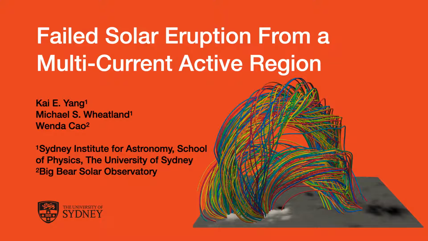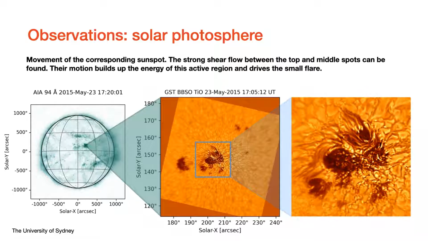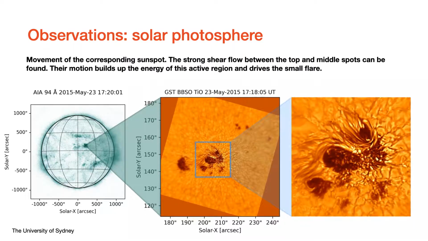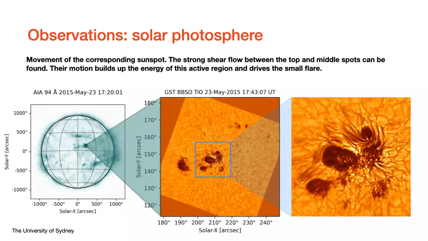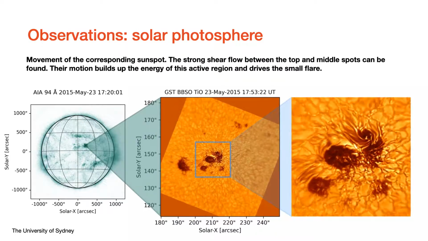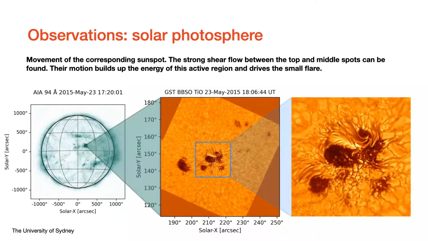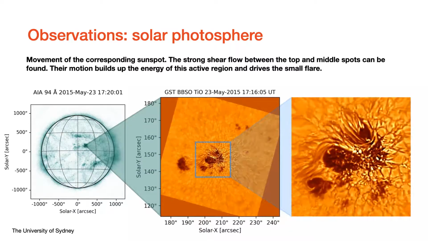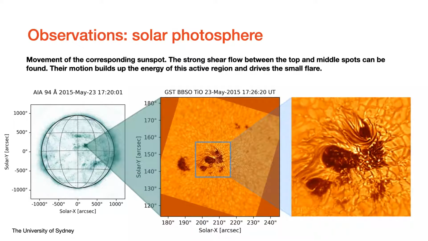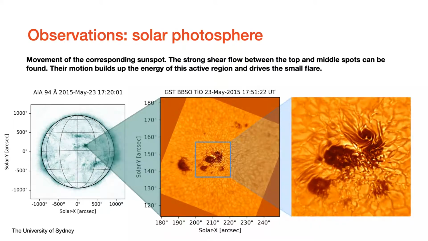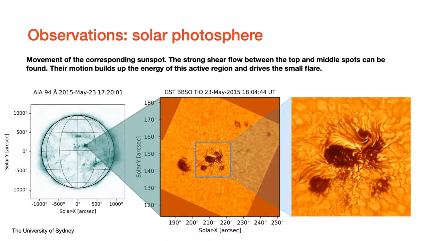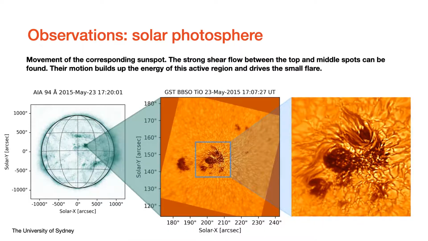Here are some results for a solar field eruption. This small flare occurred near the solar disk center. The subside of the active region shows sunspot motion. We can find the rotation of the lower left spot and the strong shear flow between the top and middle spot in the right panel. This shear flow built up energy in this active region and drove the small flare.